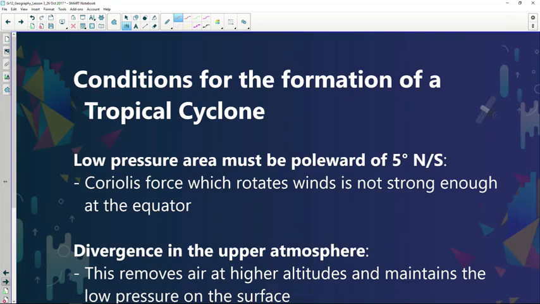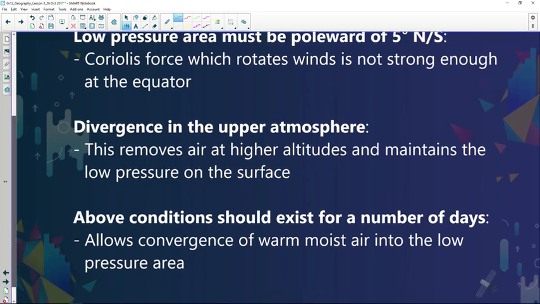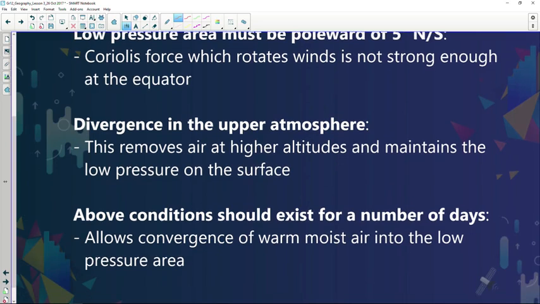Now, let's quickly recap the conditions for the formation. As you can see, it can only form 5 degrees from the equator because it needs that Coriolis force. Now, there's divergence in the upper atmosphere. Very importantly, we're going to have a look at it in the next couple of minutes. And the conditions, like I've mentioned, we need warm ocean temperatures, high humidity, and latent heat. We need these conditions and friction-free surfaces for a couple of days for the formation to take place.